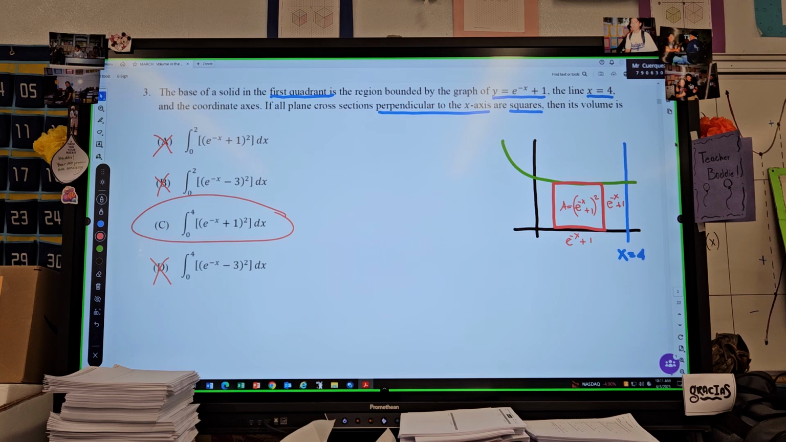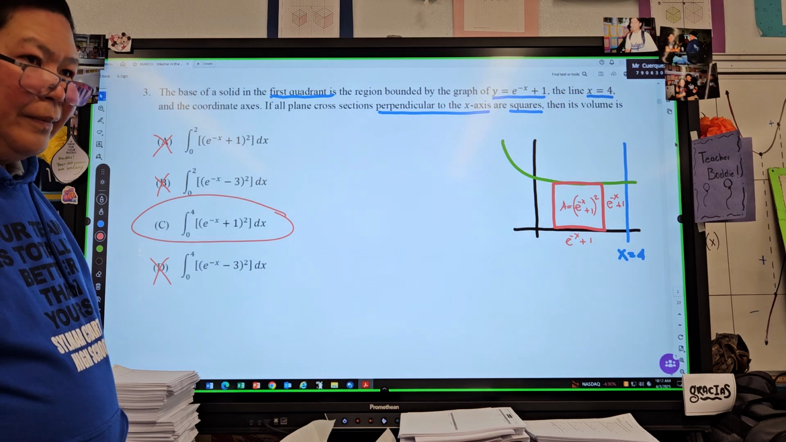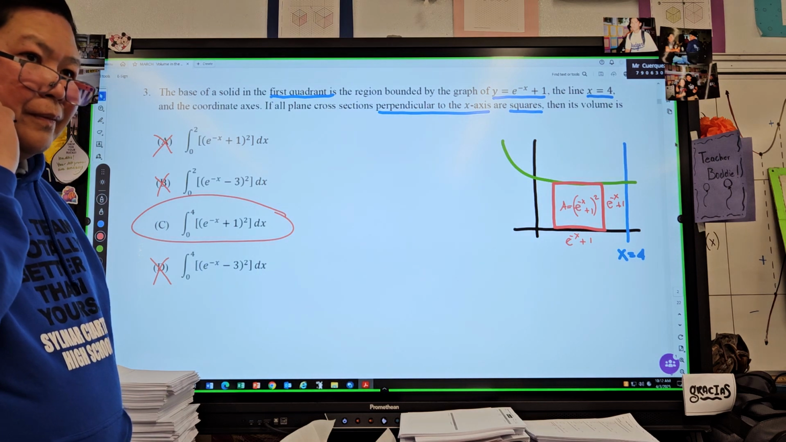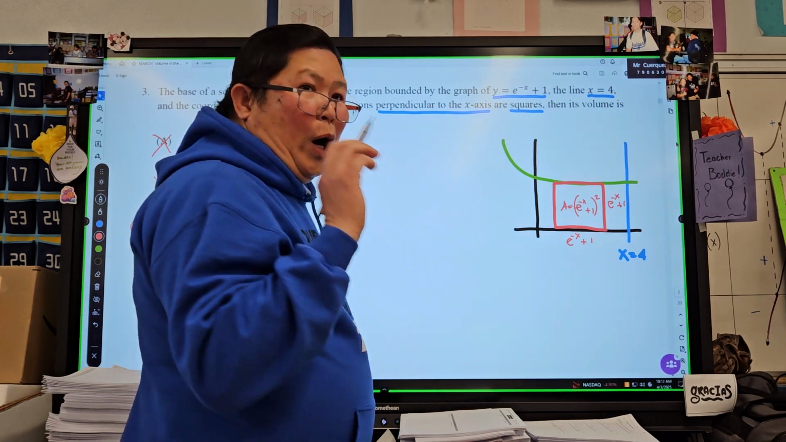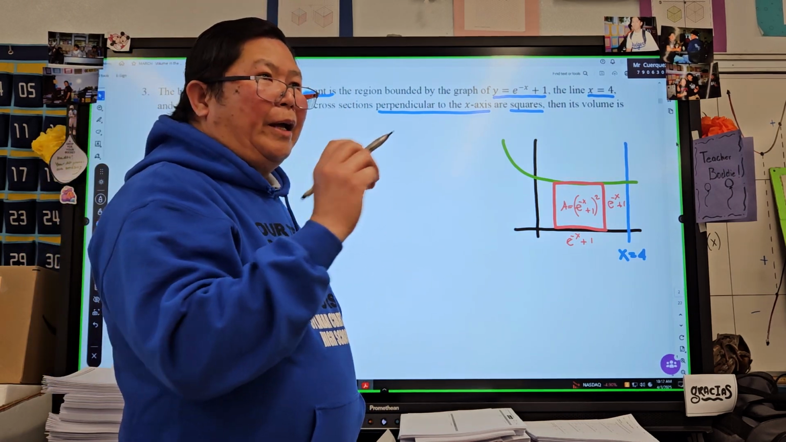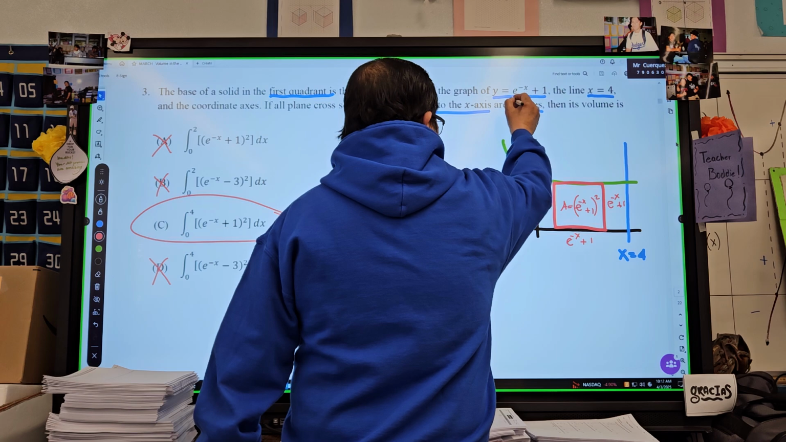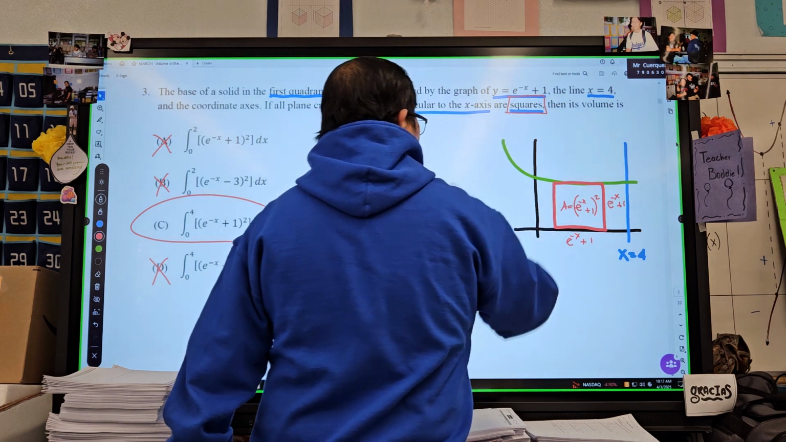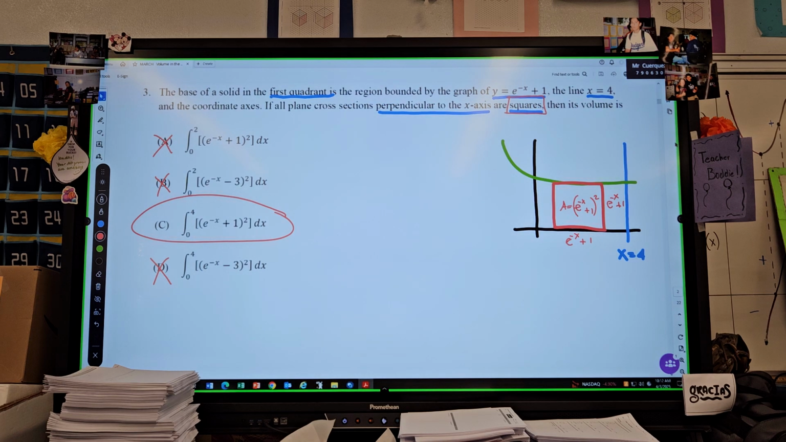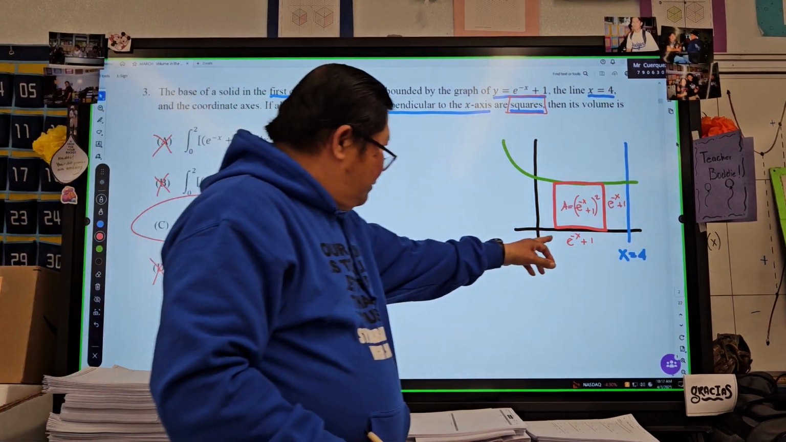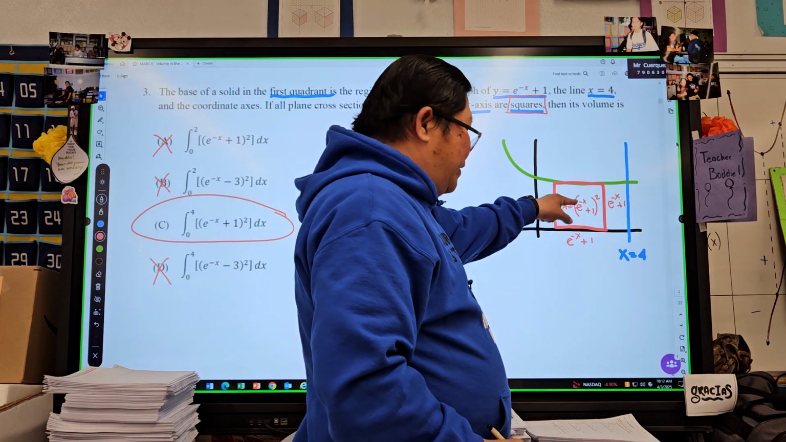Yes? I have a question about the method then. How do you get both sides to be e to the power of negative x plus 1? Okay, that's a very good question. But to answer that, I'm not going to say, I just want you to look at this. Squares, yeah. What is a square? Squares means every side is equal to each other. What is the area of a square? The square of the side. Yeah. That's why you have this. This is the side, this is the side, so the area is the square of the side.